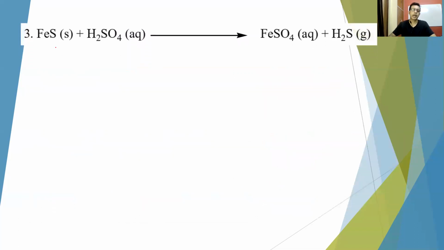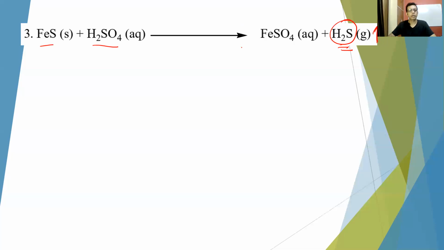Another example is iron sulfide. This is ferrous sulfide, S2- is sulfide, and sulfuric acid, which will give you ferrous sulfate and H2S. Hydrogen sulfide is a gas which will escape from the container. So this is another example of double displacement where a gas is released.